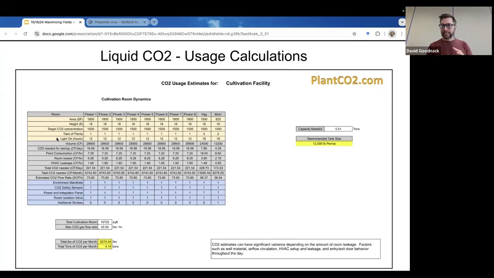Inaccurate tank sizing, I can't stress this enough. I just had a big multi-state operator with cannabis. They were provided a 30-ton tank. I did the calculations after the fact. They needed a 6-ton tank. The difference for that one facility was $45,000 a year just in equipment lease pricing. So it is a big deal to size this accurately. Go ahead to the next slide.